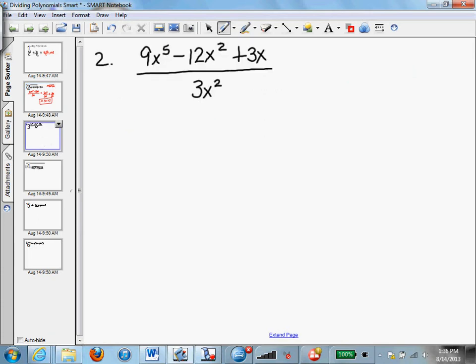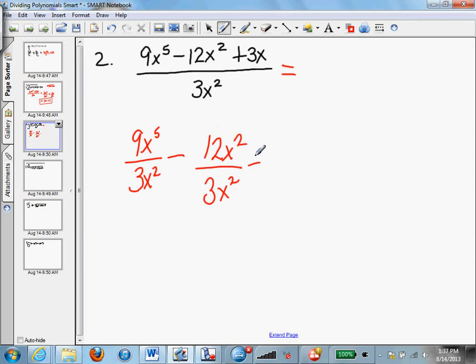Okay, looking at number 2 for dividing by a monomial, let's break this down. We have 9x to the 5th minus 12x squared plus 3x over 3x squared. So let's take the first part, 9x to the 5th over our denominator of 3x squared. Our operation is subtract, so we have 12x squared over our denominator of 3x squared. And then our operation of plus, let's write the last piece, 3x divided by 3x squared.